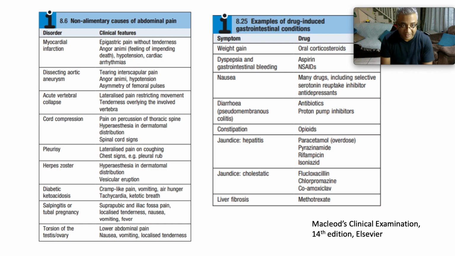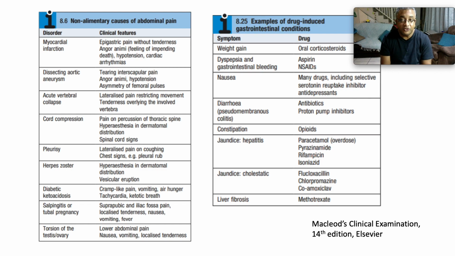Other things which can masquerade with abdominal pain is dissecting aortic aneurysm, which classically manifests as tearing interscapular pain, but clues are asymmetry of the femoral pulses and hypotension. Acute vertebral collapse, cord compression, pleurisy, herpes zoster, DKA, salpingitis, or tubal pregnancy, torsion of the testes can all present with abdominal pain that is not coming from your bowel.